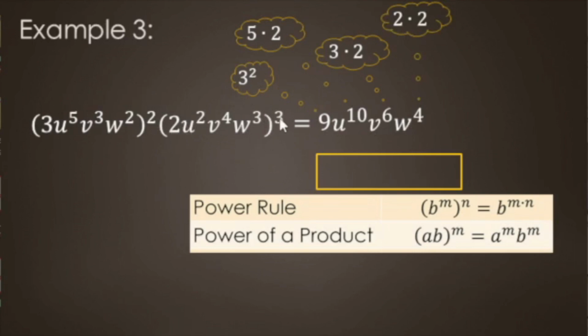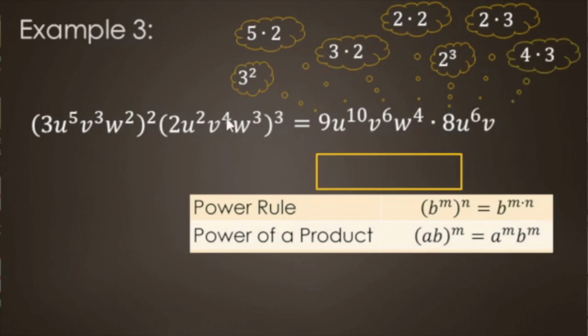That's going to be 2 to the third power, and that's going to make an 8. And then we have u squared to the third power. That's going to be u to the 2 times 3 makes 6. V to the 4 times 3 is going to be v to the 12th power. And then the w cubed is going to be w to the 3 times 3 makes 9.